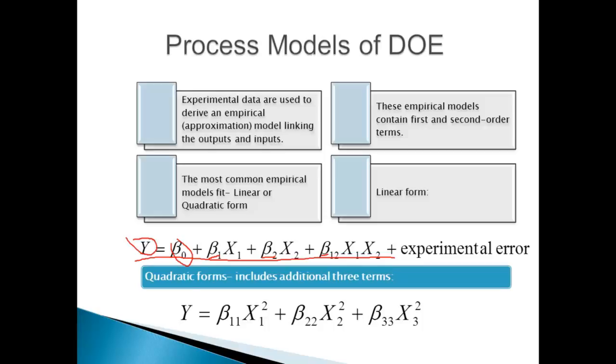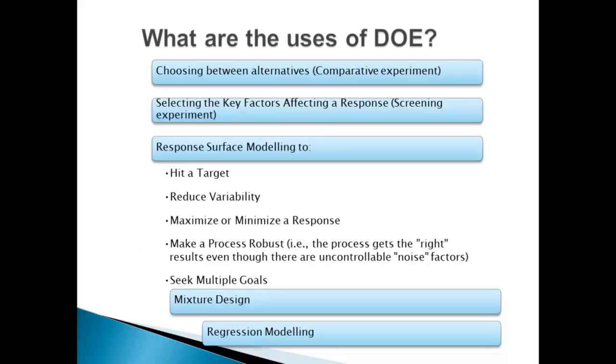Now, in some experiments, the relationship may not be linear. It may be a quadratic form, and therefore, in that case, we have to include these quadratic terms into the linear form in order to understand the process in question. We would look at this more when we get to analyzing these experiments.